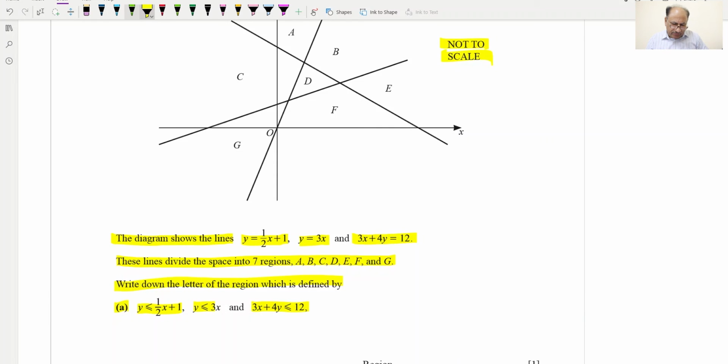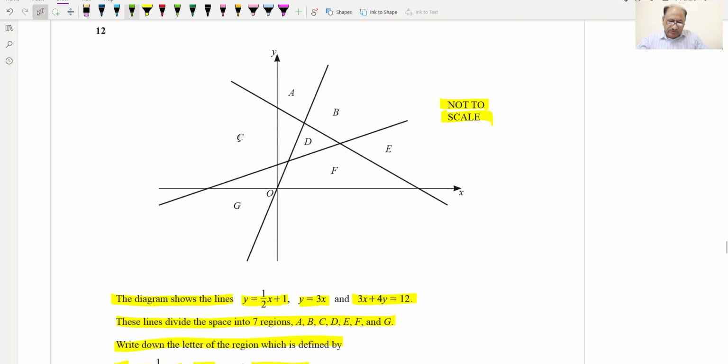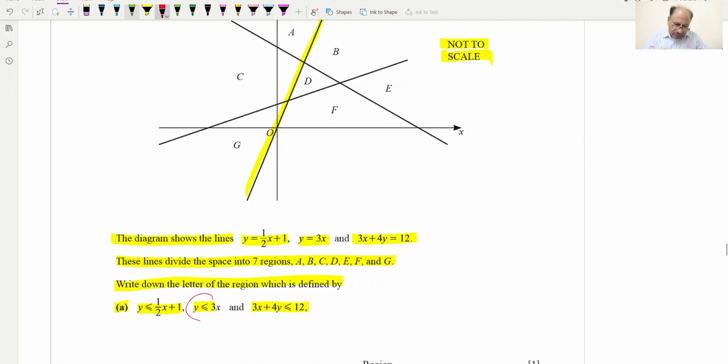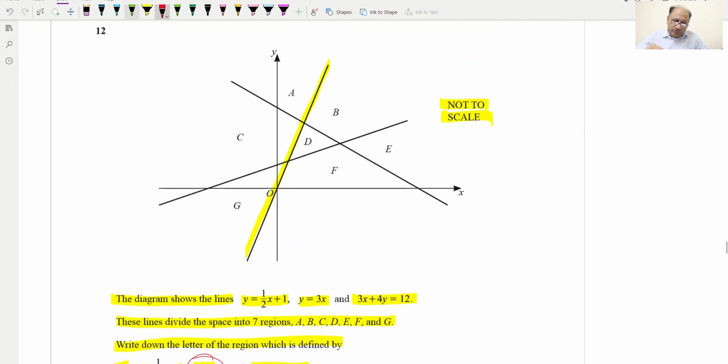So first of all, y is less than or equal to 3x. We will identify which line it is. If you check this line, it is passing through the origin, and it has a c value of 0. So we identified this line as y is equal to 3x.